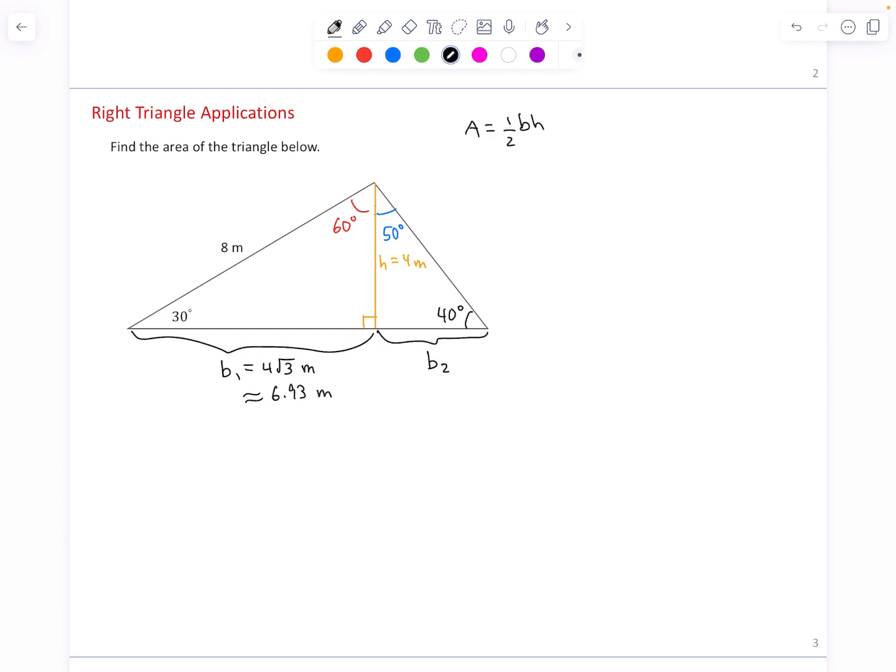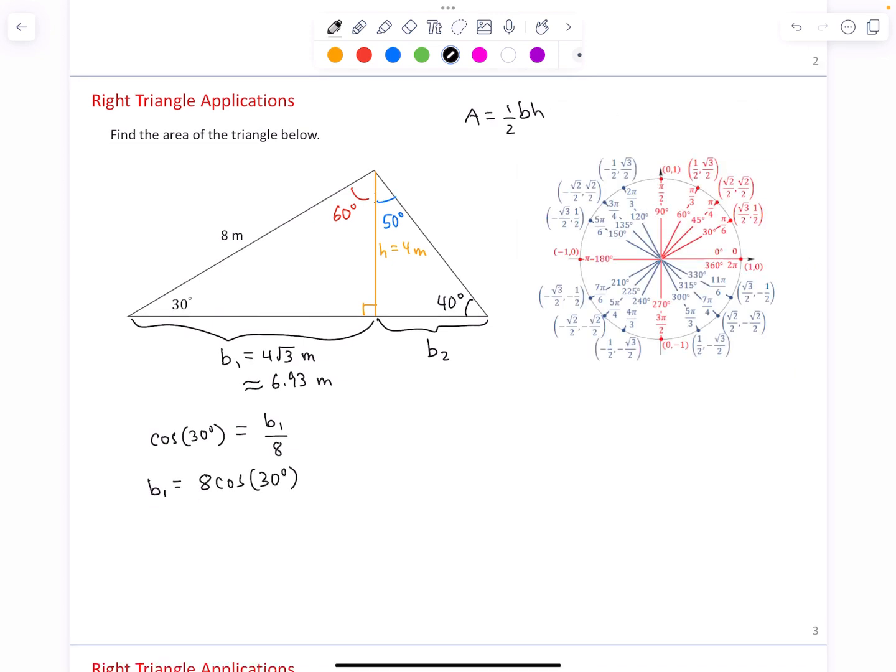If I had used trigonometry as before to find b1, for example, I would have wanted to involve b1 and 8, and let's use 30 degrees as our reference angle. So b1 would be the adjacent and 8 would be the hypotenuse. Well, cosine involves adjacent and hypotenuse, so I would have said that the cosine of 30 degrees is equal to b1, which is the adjacent, divided by the hypotenuse 8. Therefore, b1 would be 8 times the cosine of 30 degrees.